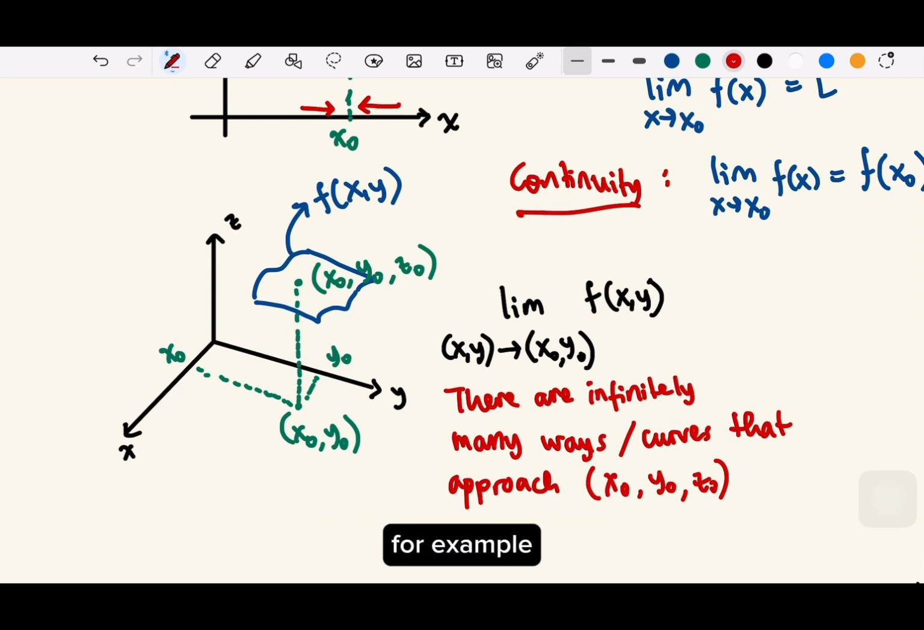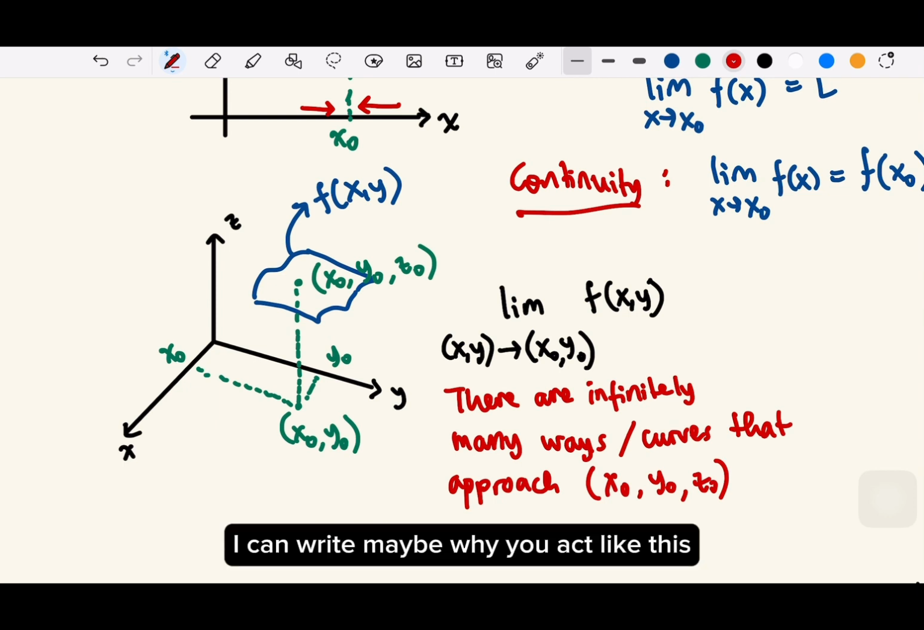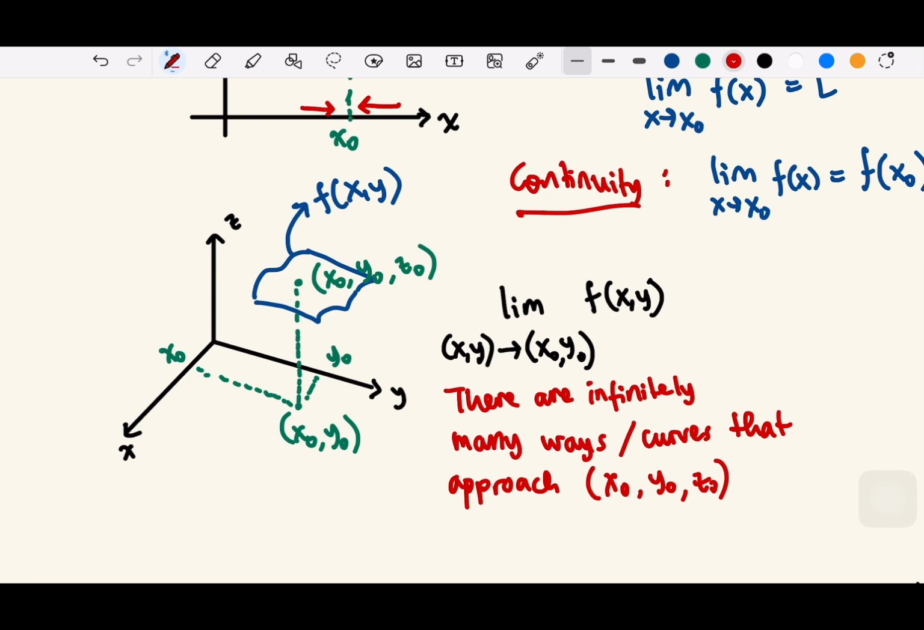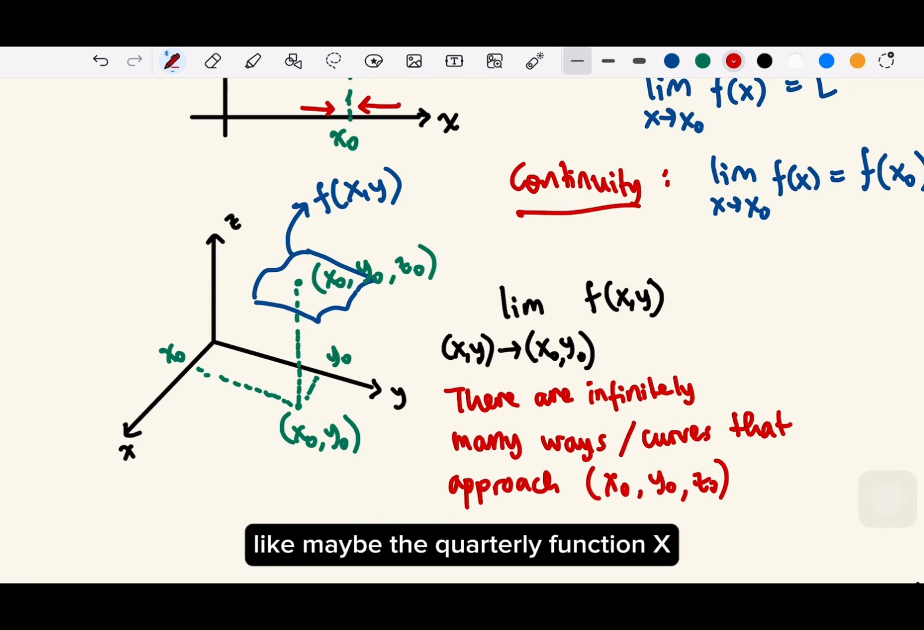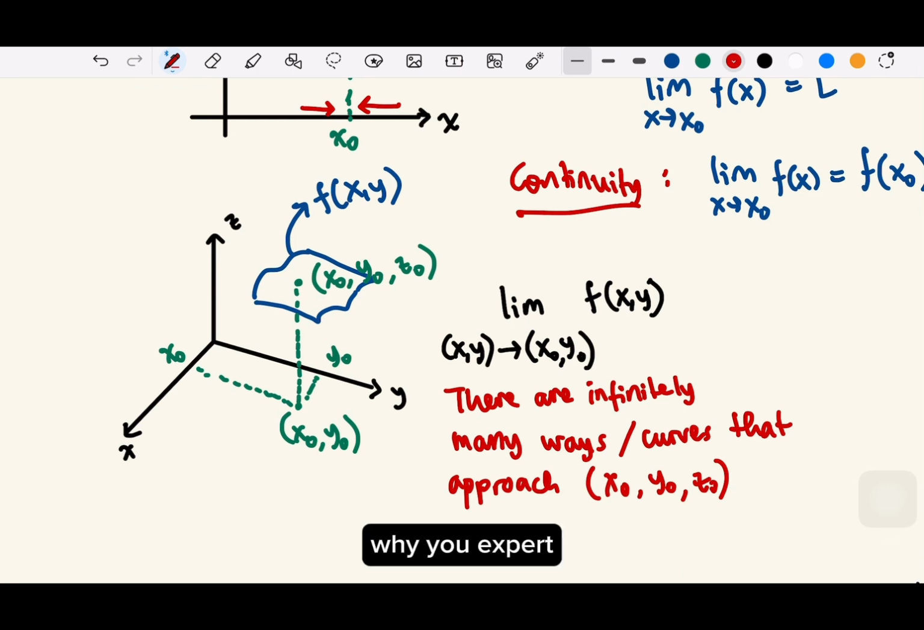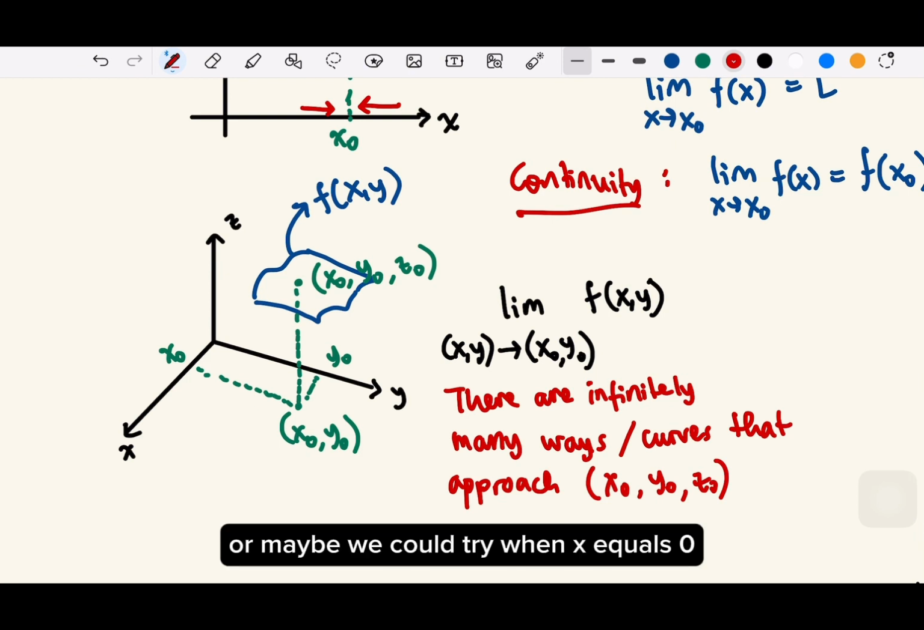For example, I can write maybe y equal x like this. And then imagine that y equal x through that path. Can I get through the point? Or maybe we have another one, like maybe the quadratic function y equal x squared. Can we have y equal x squared and then try to get into this point? So we can have several examples that we can try. Or maybe we could try when x equals 0, just a normal line, or y equals 0, that is a simple number that could make it easy to observe.